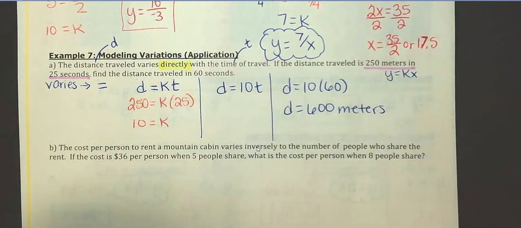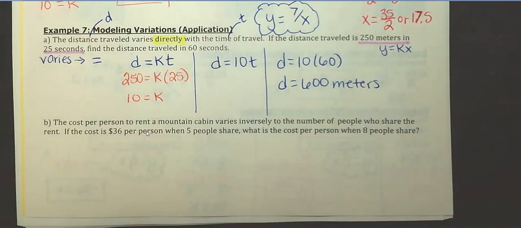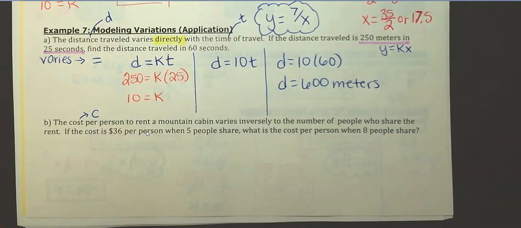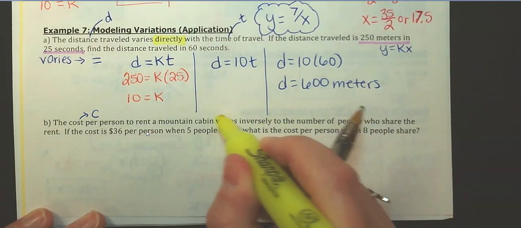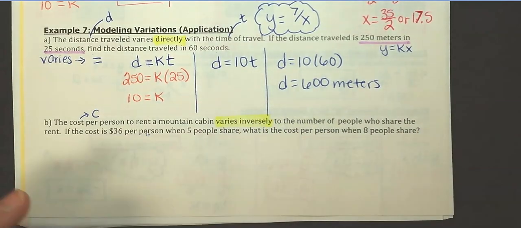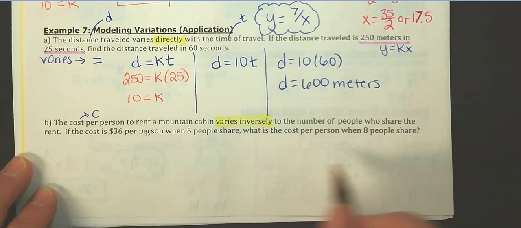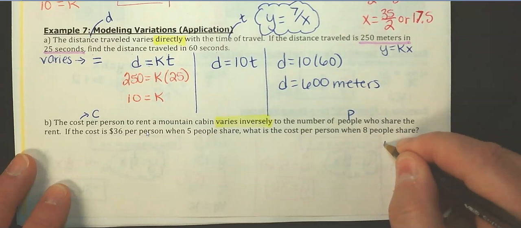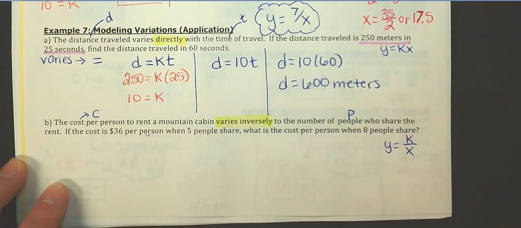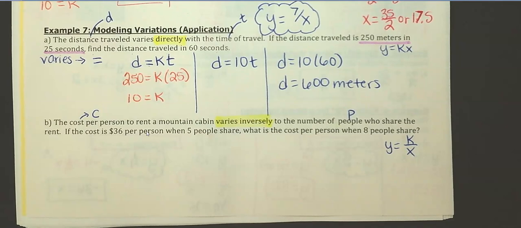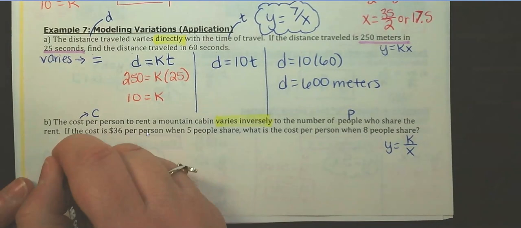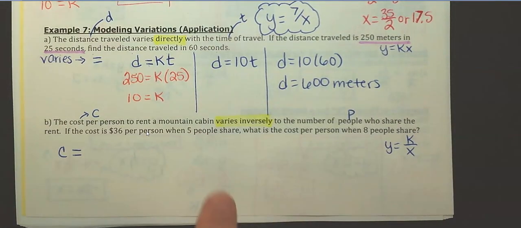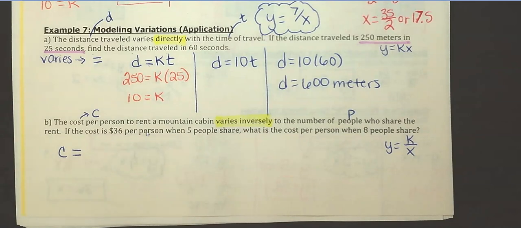Okay, now the one at the bottom, this is going to be inverse. Okay, so it says the cost per person. I'm just going to use C for cost here. And to rent a cabin varies inversely. So inversely is going to be that other setup to the number of people who share the rent. So number of people, I'll just use P. Now the general format for an inverse is y equals K over X. I'm just going to use different variables here. So my cost, I'm going to write my cost varies. So cost equals, and it varies inversely to the number of people who share the rent.